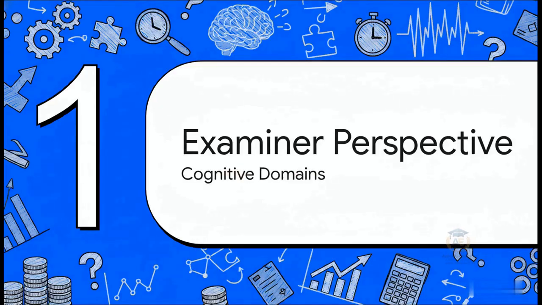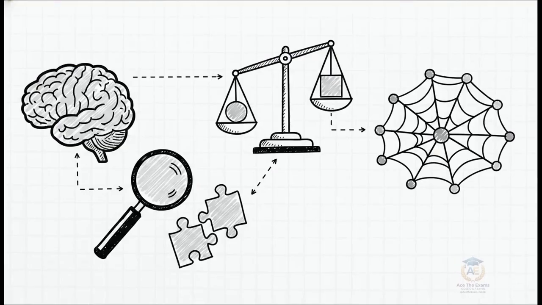Let's kick things off with Section 1, the examiner's perspective. This is all about understanding the command word anatomy and the cognitive domains that Cambridge is testing. Okay, so top-performing students absolutely do not just memorize accounting formulas. They demonstrate a deep, connected understanding that transfers effortlessly to entirely unfamiliar contexts.